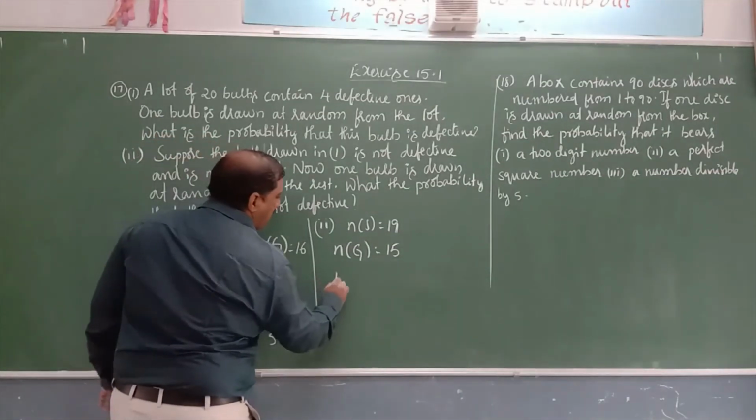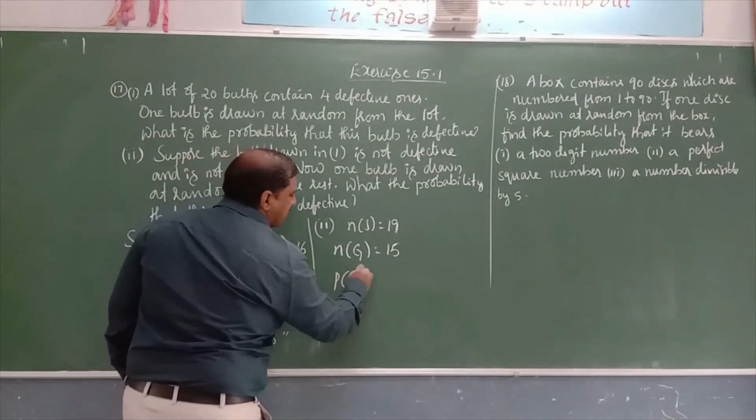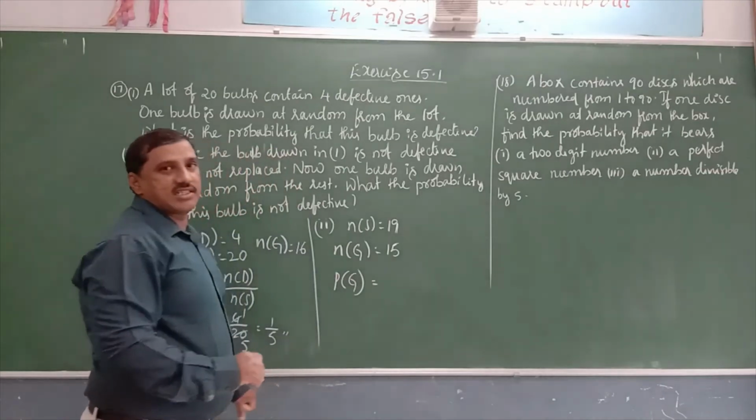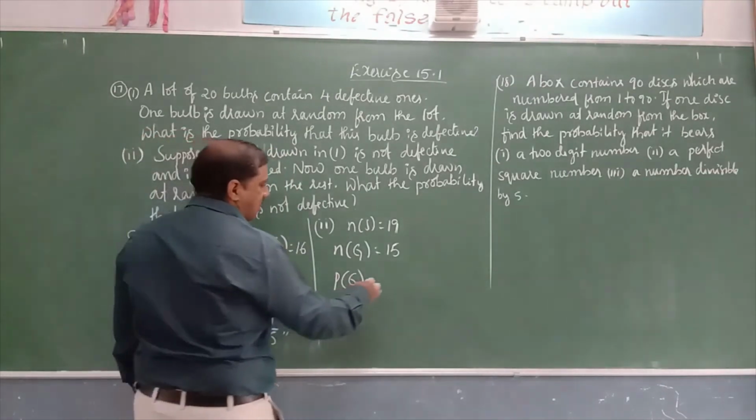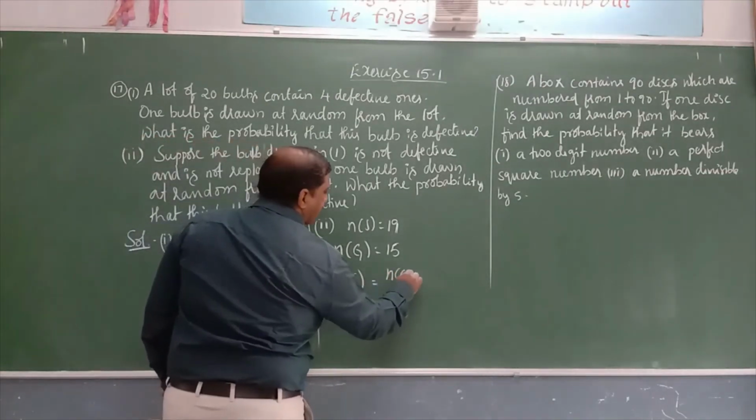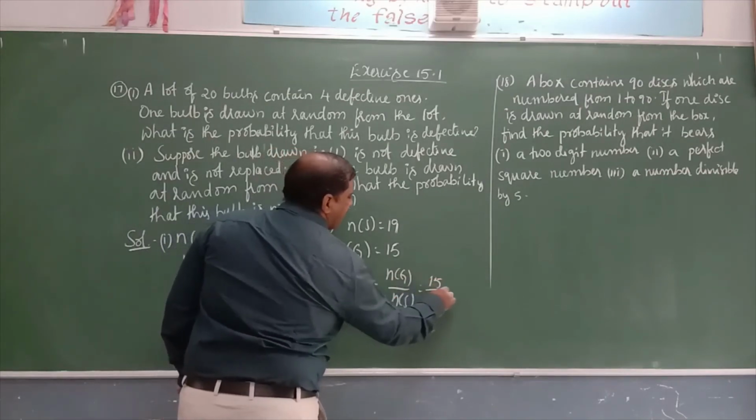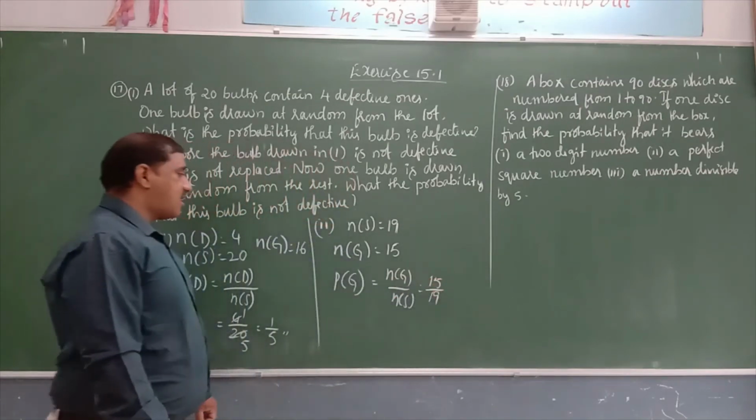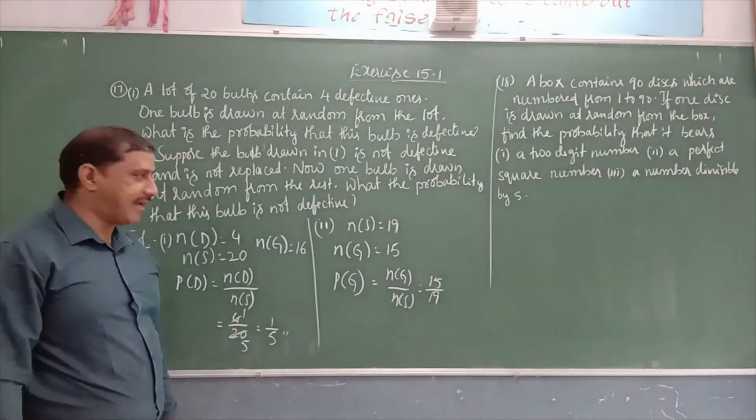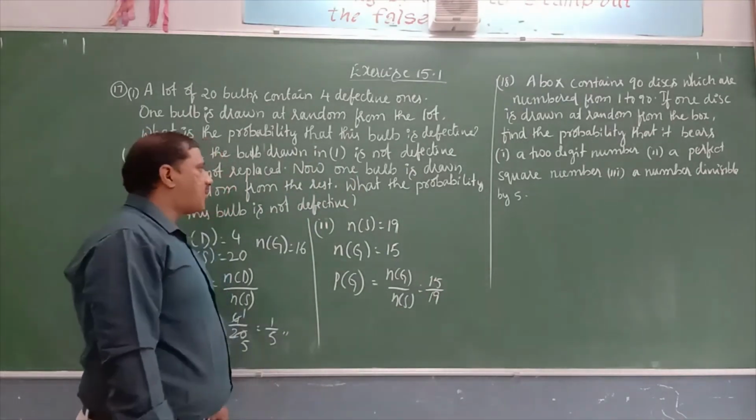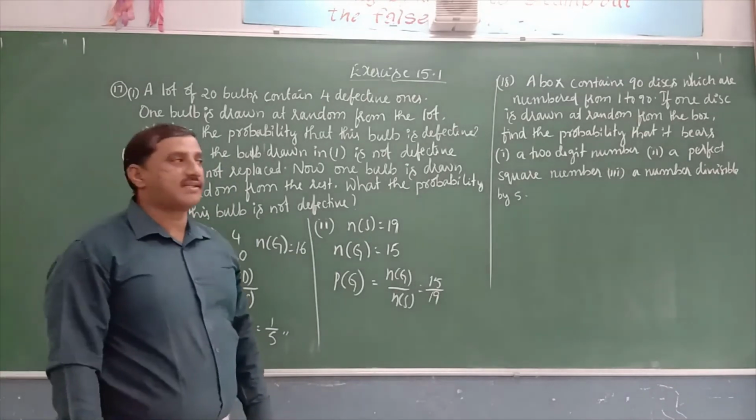Therefore, the probability of the bulb which is not defective, or the bulb which is a good one, is n of G divided by n of S, that is 15 divided by 19. Like this we will find out the probability of the required event.